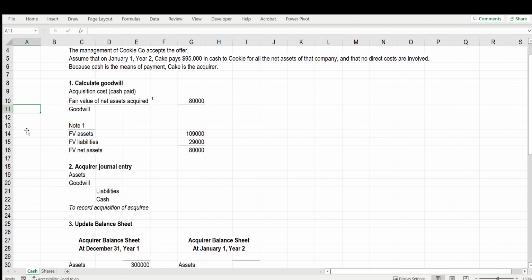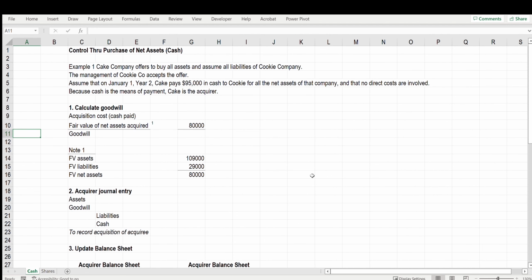Okay, so the first thing we have to do is calculate the goodwill in this example. So we take the acquisition cost, which is the cash paid, so we'll type in 95,000. The fair value of the net assets acquired of Cookie Company has been calculated below. The fair value of the assets is $109,000. The fair value of the liabilities was 29,000. So you subtract that to get the fair value of the net assets, which I'll make bold: 80,000. So that's what we plug in up here, 80,000.